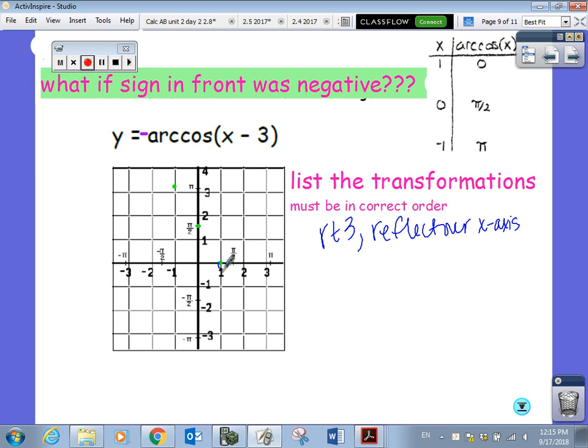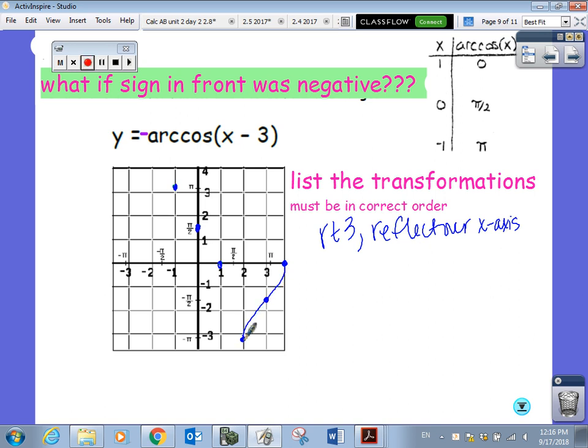So again, we plot our 3 parent function points, and I'm going to move that right 1, 2, 3, and then I'm going to reflect it over the x-axis. So if I'm at positive pi, reflect over the x-axis, takes me to negative pi, correct. And I move to the right 3. I'm at pi over 2, so that's going to take me down to negative pi over 2. Right 3, I'm at 0. I don't go anywhere. So I start here, down and go through.